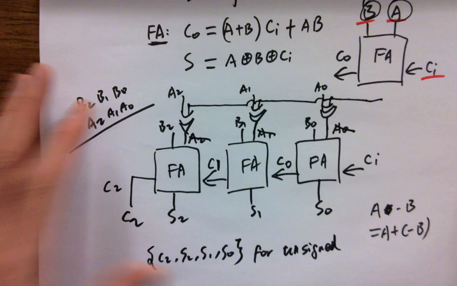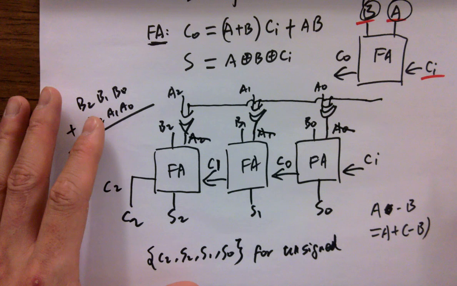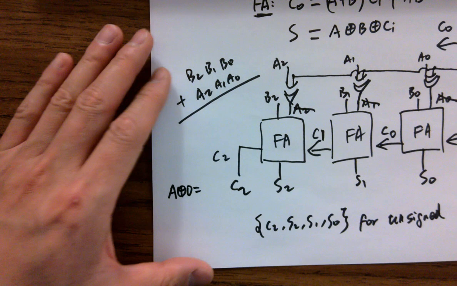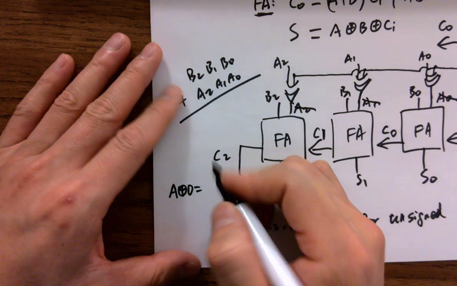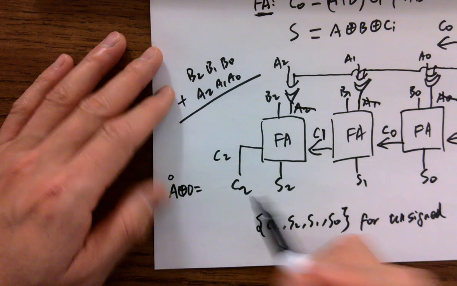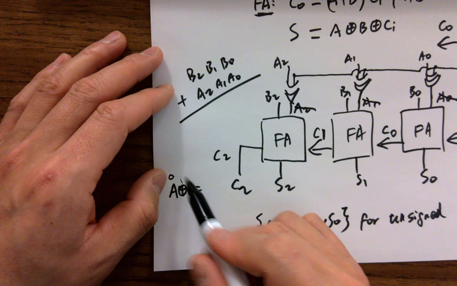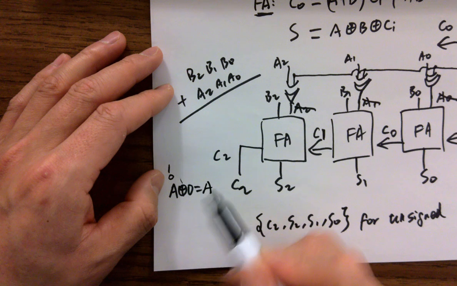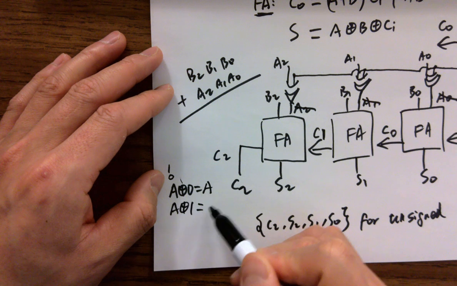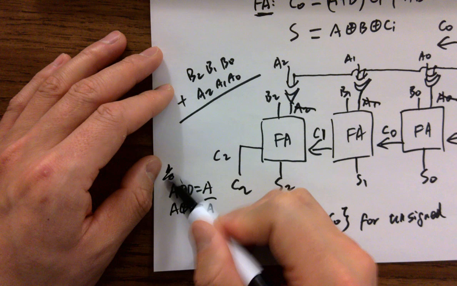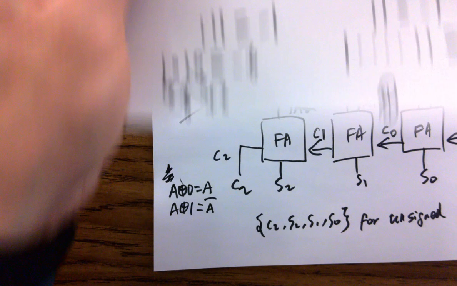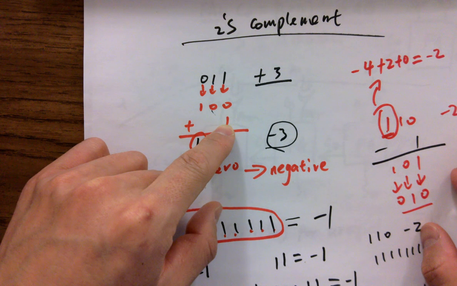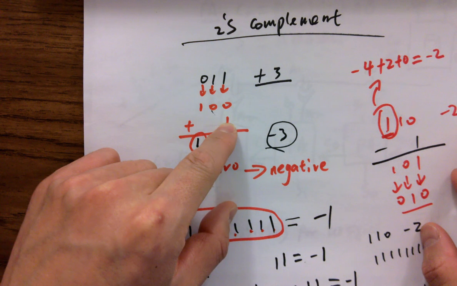Okay, A XOR 0 is what? If A is 0, 0 XOR 0 is 0. If A is 1, it's 1. So A XOR 0 is A. So A XOR 1 is A naught. Because 2's complement is A naught first and then plus 1, flipping every bit and then plus 1.